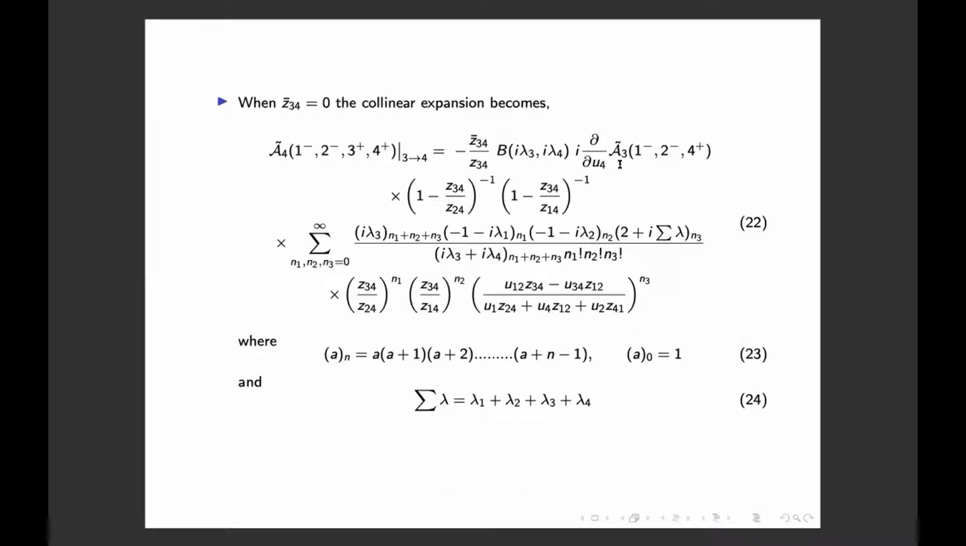But the thing is that now, once I write it in terms of this 3-point function, the rest of the things do not have any singularity in u34. So all the singularities have somehow been absorbed into this A tilde 3, which is the 3-point function. But in this infinite sum, you don't have any singularities in u34.